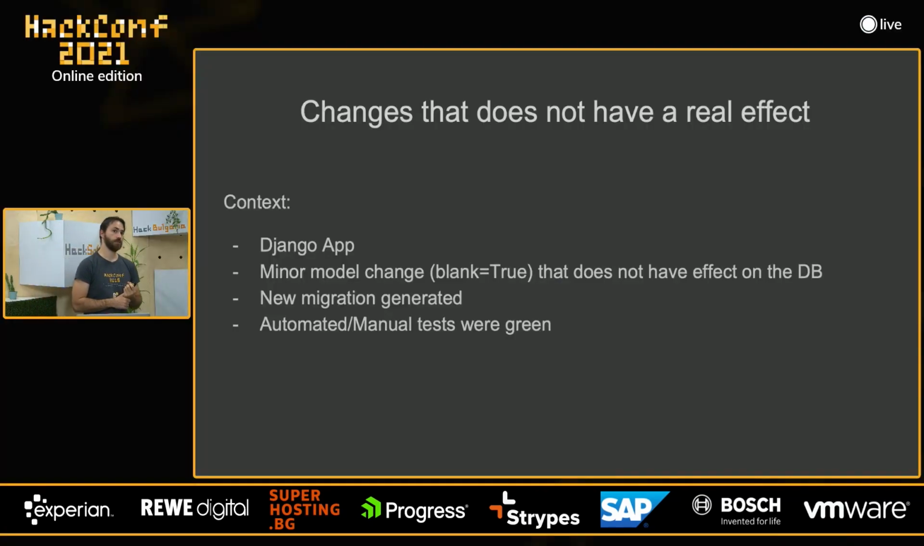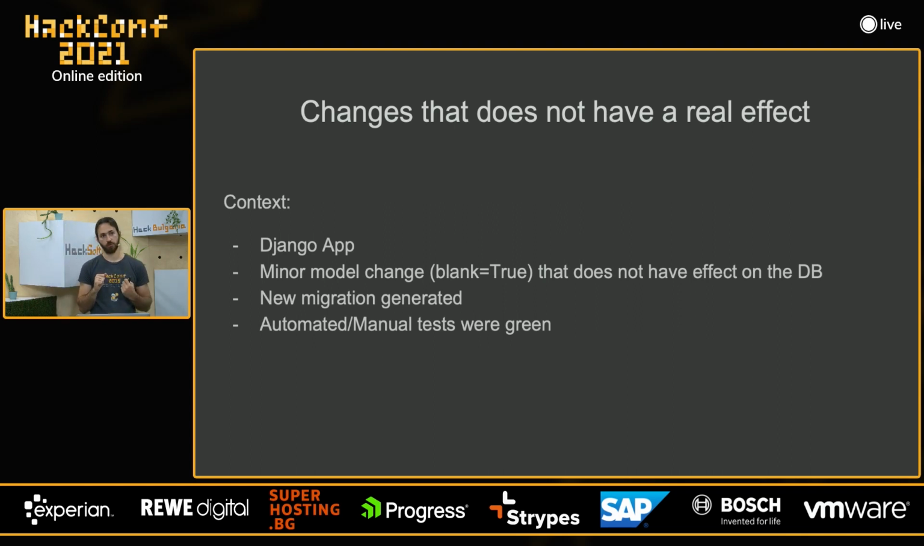Okay, let's see some changes that do not have a real effect. We have a Django app. Django is a pretty good Python framework for building web apps. It's been around for several years. It's really durable. It's well supported. It's evolving gradually. It's awesome. But it has some bugs or quirks that you need to be aware of.